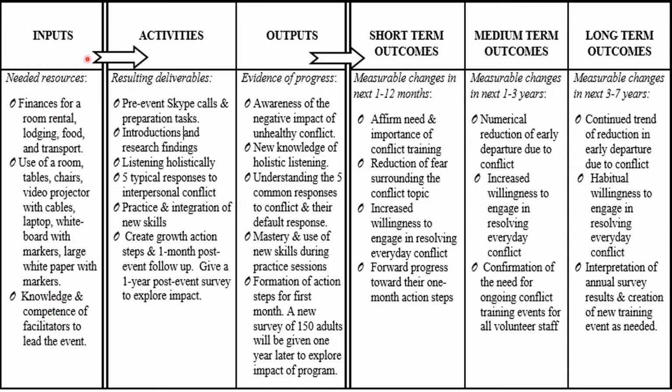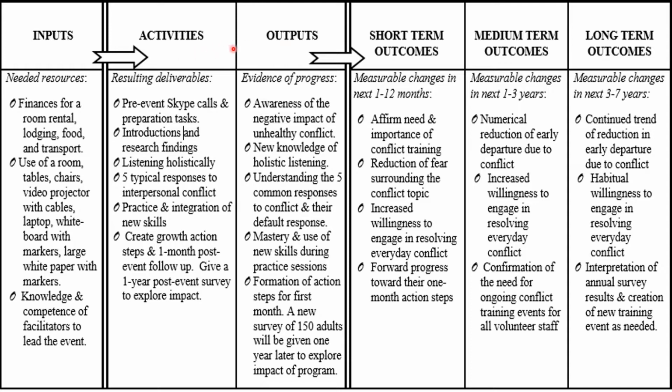These inputs lead to the activities. As discussed before, there are 6 activities that will result in certain things being delivered. So there's pre-event Skype calls, there's the introductions at the beginning and the research findings, learning about holistic listening, 5 responses to conflict, practicing, and creating their action steps that include a 1-month follow-up.